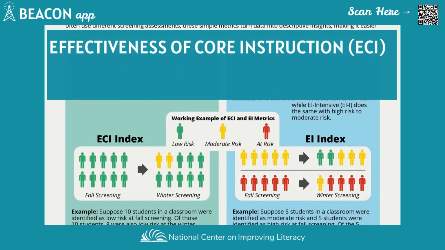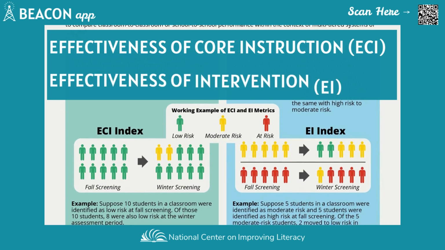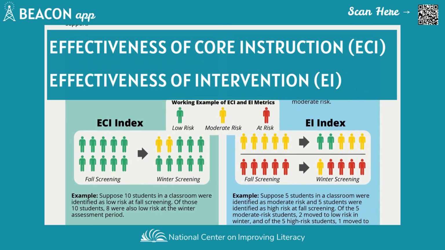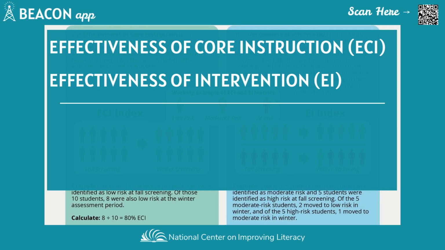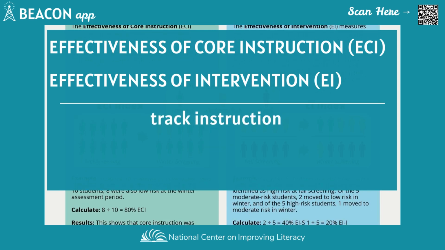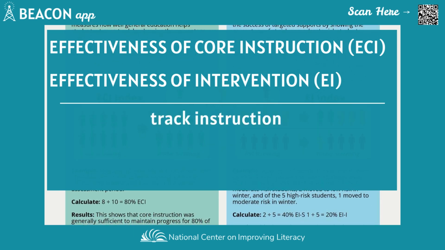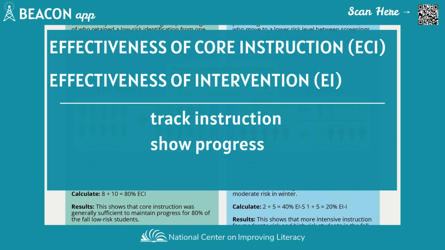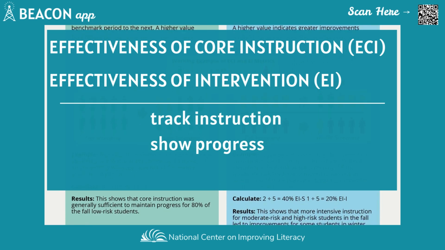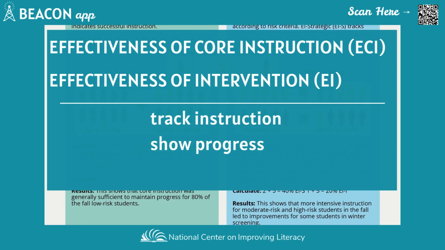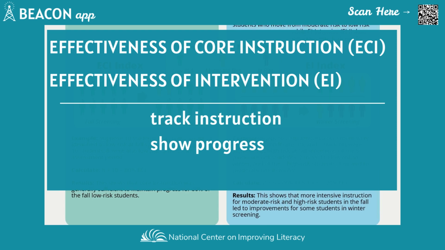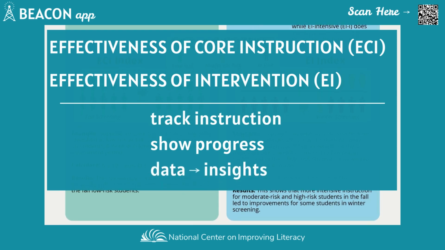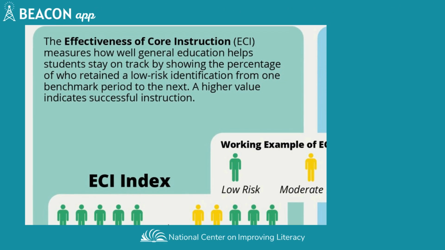The effectiveness of core instruction, ECI, and effectiveness of intervention, EI, are aggregate indexes that help educators track instruction and intervention success by showing maintenance or progress in student risk levels from one screening period to the next. Because schools often use different screening assessments, these simple metrics turn data into descriptive insights, making it easier to compare classroom to classroom or school to school performance within the context of multi-tiered systems of support.